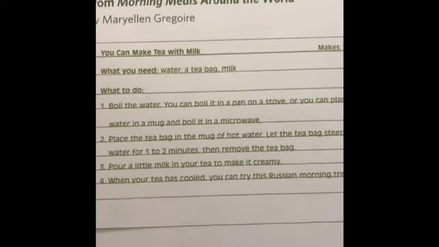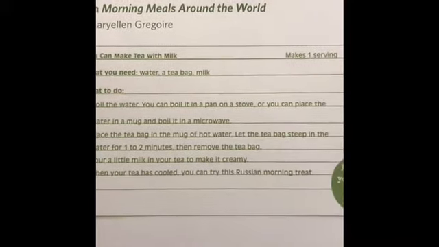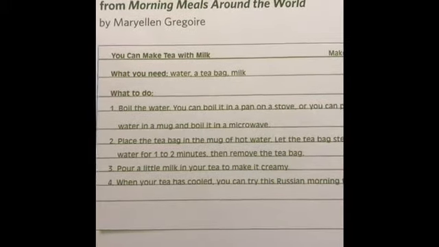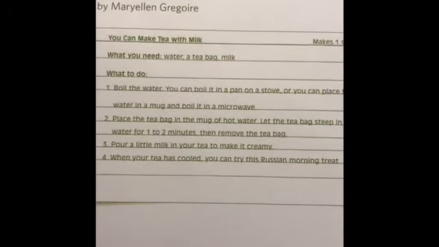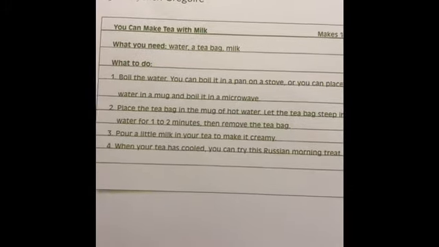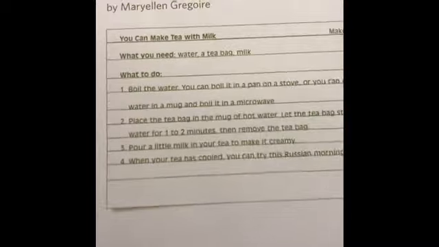Step 2, place the tea bag in the mug of hot water. Let the tea bag steep in the water for 1 to 2 minutes, then remove the tea bag. When you put tea in hot water, it steeps. What that means is all the good leaves inside mixes in with the water to turn the water into tea.